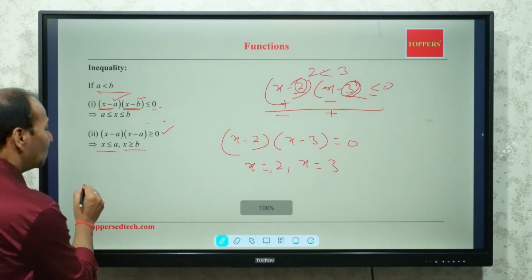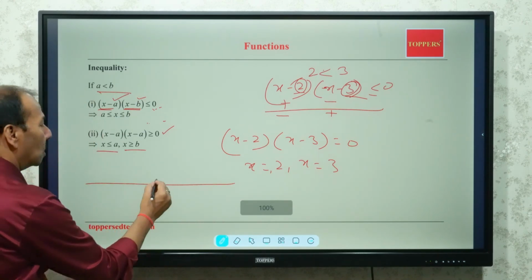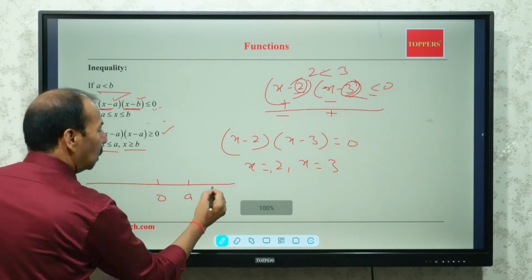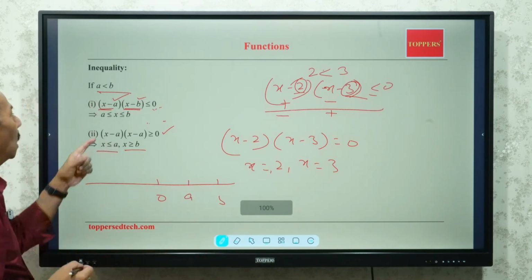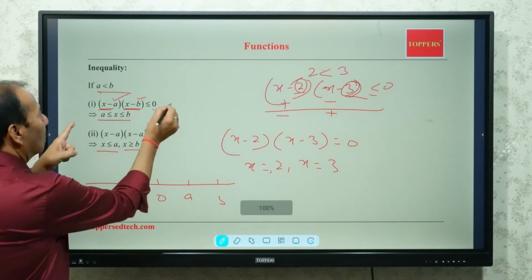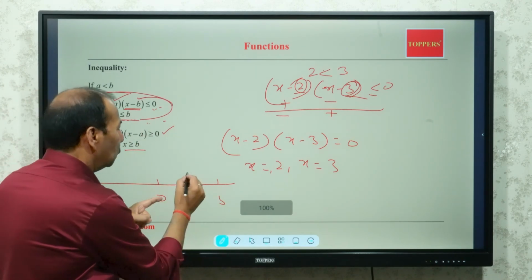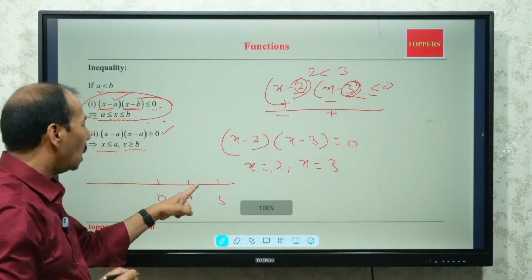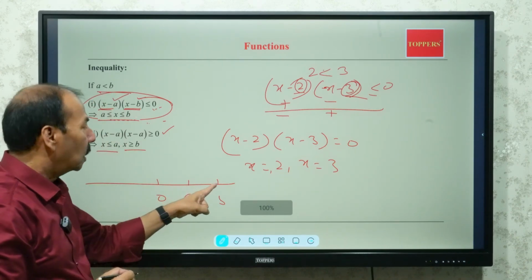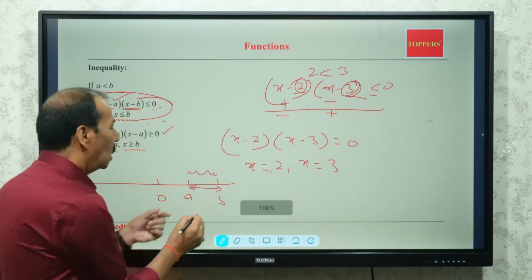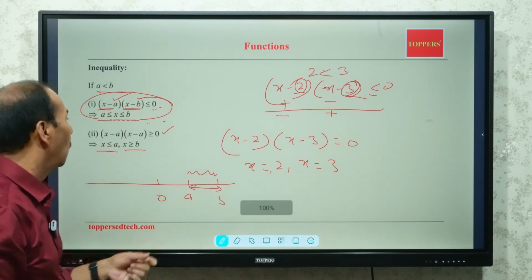If you want to understand it on the number line, so suppose this is your 0. a is less than b, so somewhere you have a and somewhere you have b. This says x. Under this condition, we get x lies between a and b. x lies between a and b means x is greater than equal to a, but less than equal to b. So x is lying between this, so only within this line. So this is the interval for this x, second case.